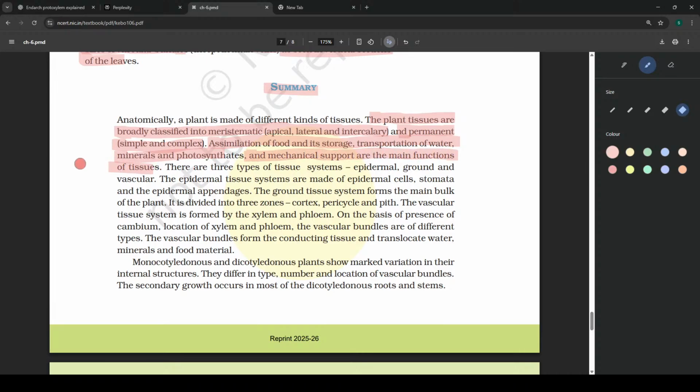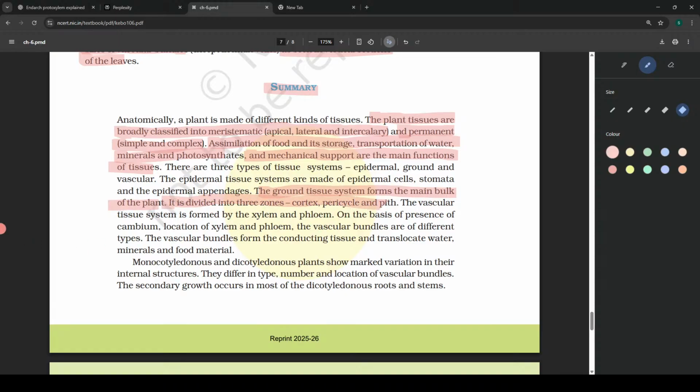There are three types of tissue systems: epidermal, ground and vascular. The epidermal tissue system is made up of epidermal cells, stomata and the epidermal appendages. The ground tissue system forms the main bulk of the plant. It is divided into three zones: cortex, pericycle and pith.